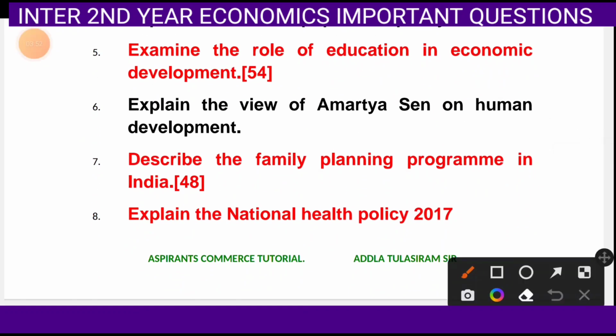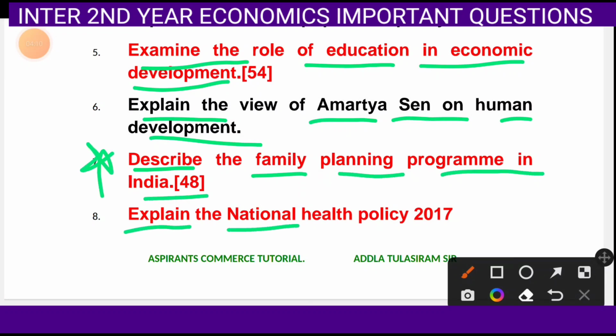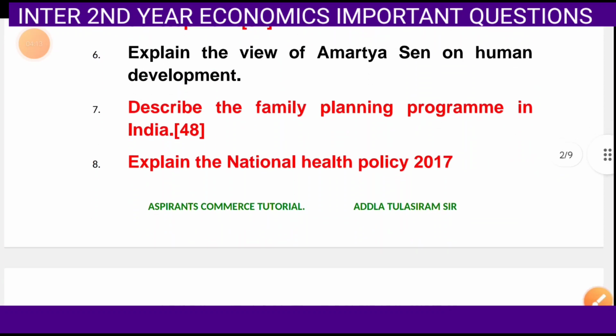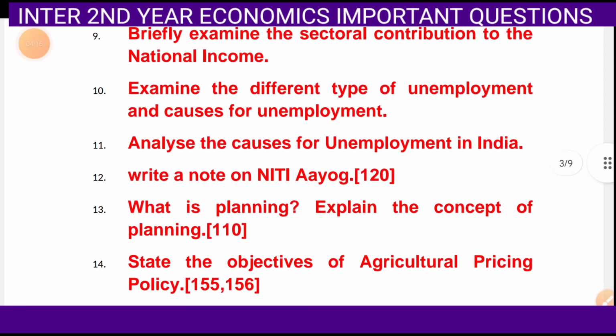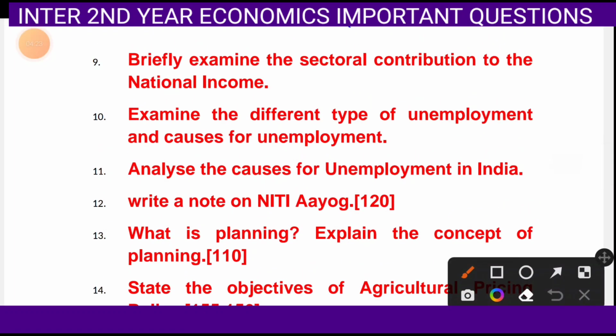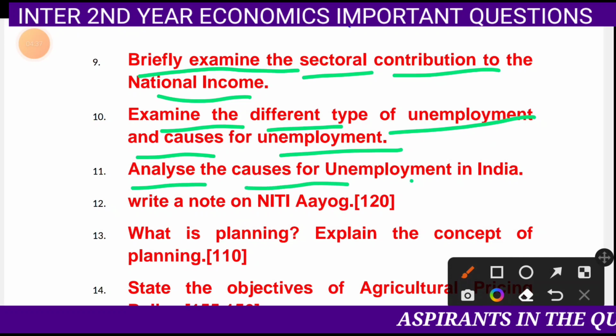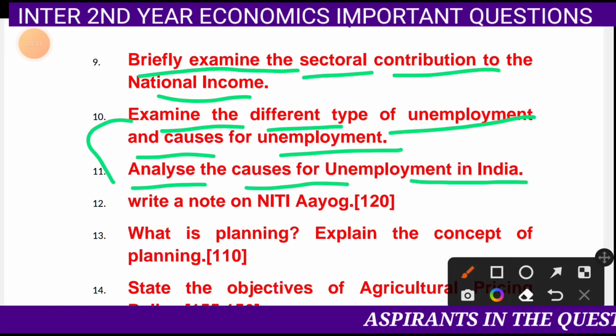Next, examine the role of education in economic development. Explain the view of Amartya Sen on human development. Describe the family planning program in India. This is also an important one. Explain the National Health Policy 2017. These are repeated questions. Next, briefly examine the sectoral contribution to the national income. Examine the different types of unemployment and causes of unemployment. Analyze the causes of unemployment in India. This is the same repeated question.